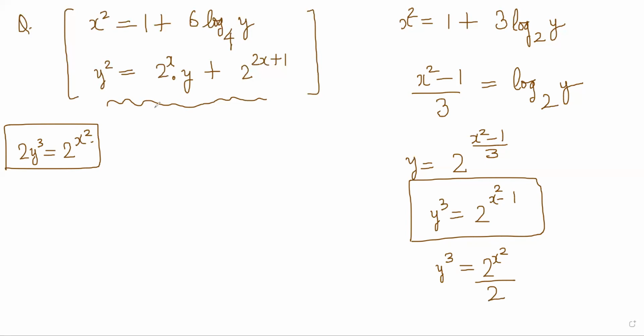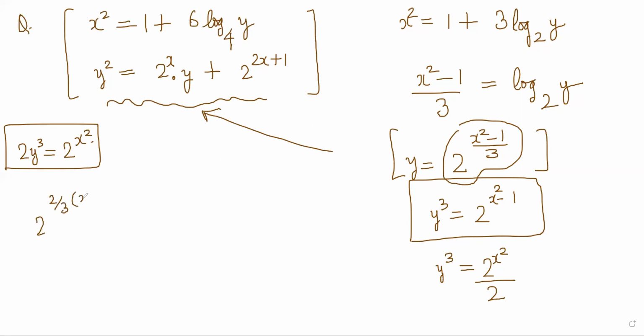But then by that logic, what would 2x be equal to? Actually, we don't need to do anything. We just need to remove y, no? Yeah. Use this expression for y and put it in this, right? Yeah. So you'll get y square will be 2 power 2 by 3 into (x square minus 1), is equal to 2 power x into 2 power (x square minus 1) by 3 plus 2 power 2x plus 1, right?